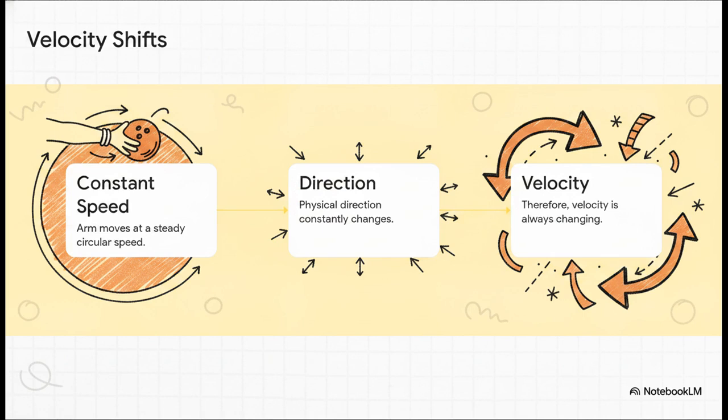But because their arm travels in an arc, the physical direction the ball is pointing shifts every single millisecond. Therefore, since velocity absolutely demands a constant direction to remain unchanged, the ball's velocity is constantly changing. It's this brilliant physics paradox right in the middle of a sports match. You are actually accelerating the object merely by changing its direction, even if your speed is totally locked in.